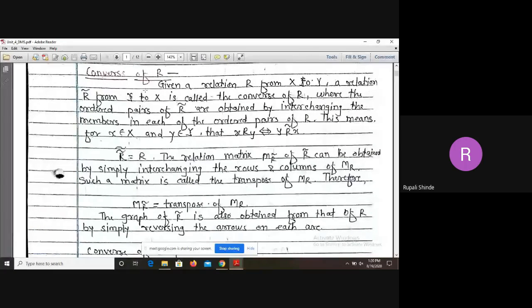What is the converse of R? How to obtain matrix for converse relation, and third one, how to obtain graph for converse relation. So first of all, take note of these 3 points. Then we will solve some examples. Take 2 minutes and just note what is the converse relation, how to obtain matrix for converse relation, and how to find graph of converse relation.